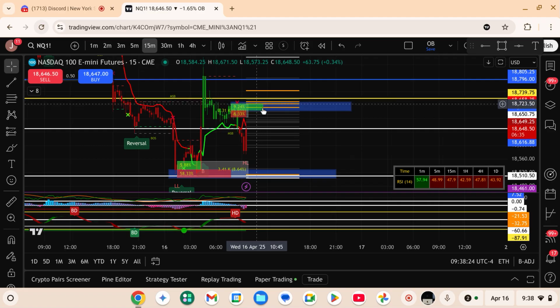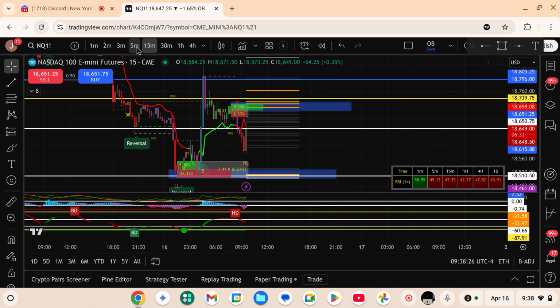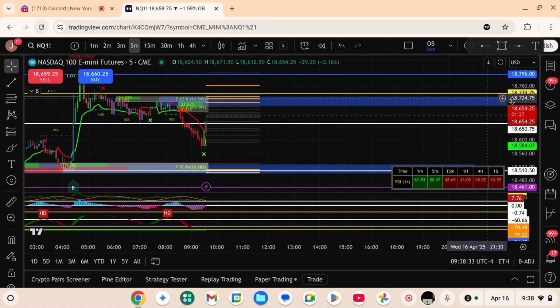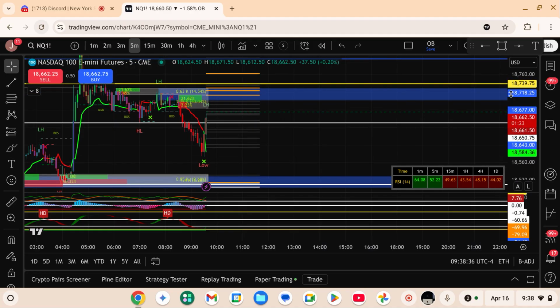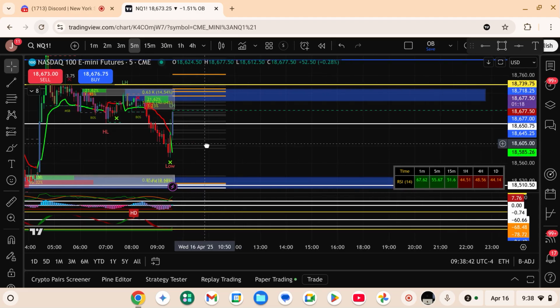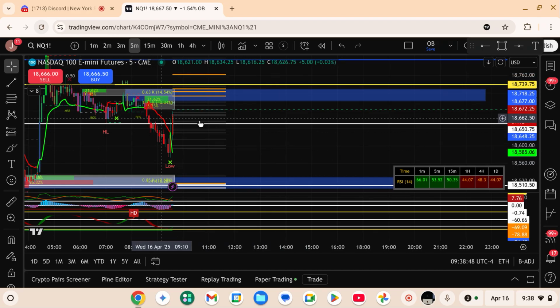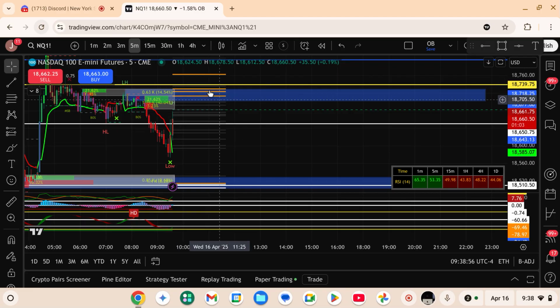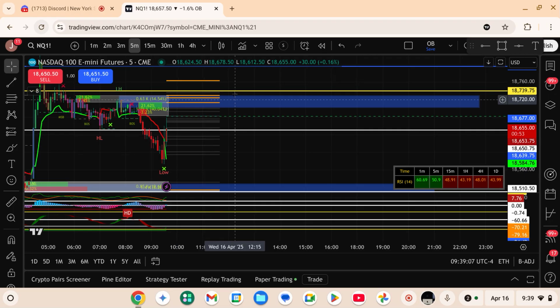So right there, we'll try to look for shorts. But if it happens to break through all of that, we'll look for longs. Because remember, this is strong resistance, especially this yellow line here, which was yesterday's low, I think. If it breaks through that, then it's going to take off.